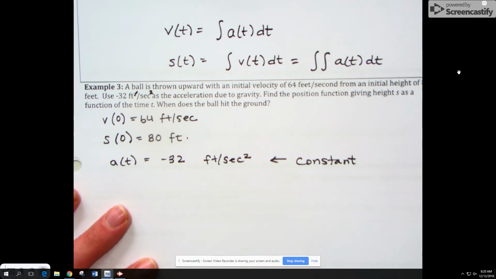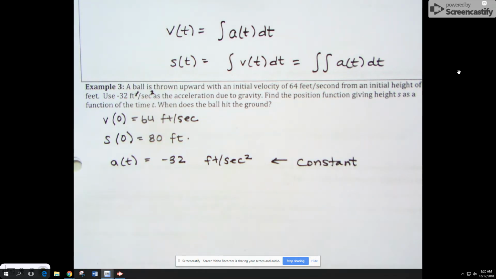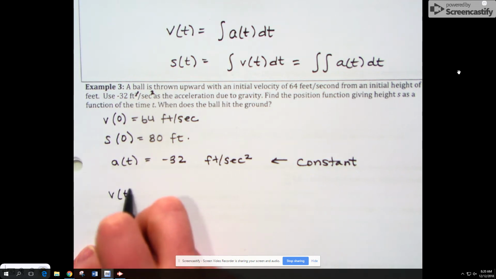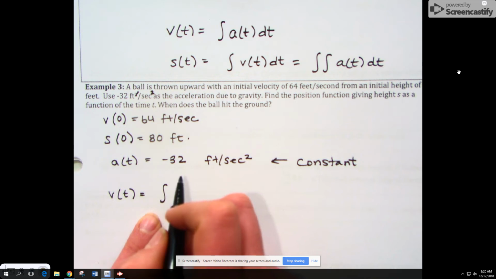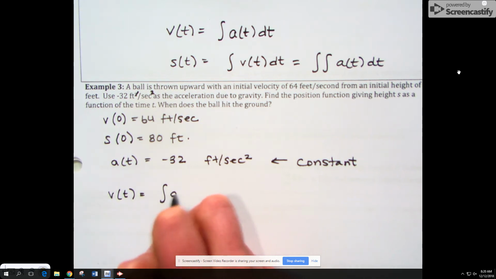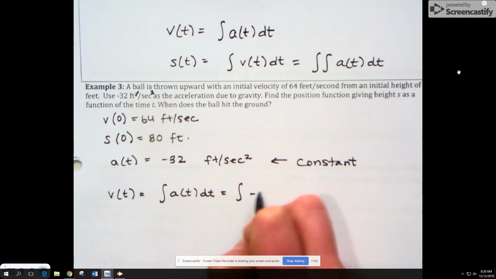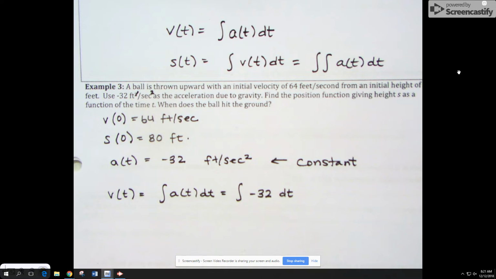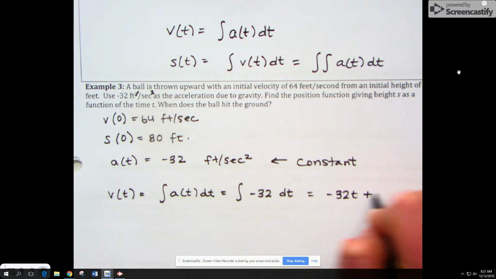Well, if we want to find the position function as it states here, then I'm going to have to just go backwards twice from that acceleration. So I can take and find the velocity function by integrating that acceleration function. So we're going to integrate a of t, which in this case is the integral of negative 32 dt, for time. And if I integrate a constant, I'll just get negative 32 times t plus c.